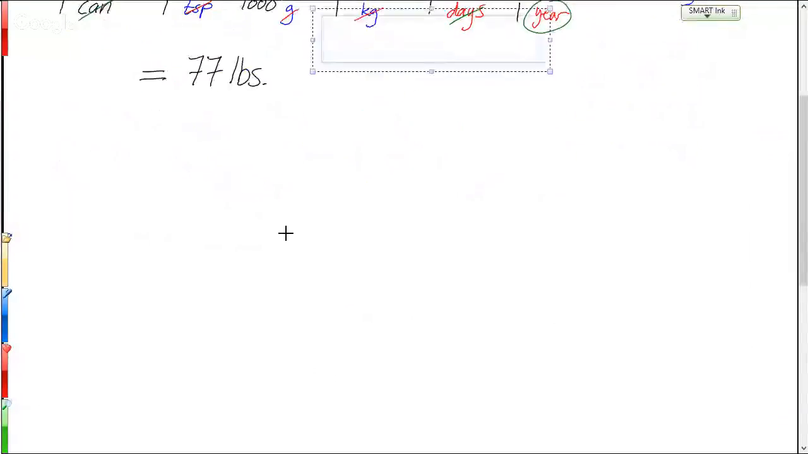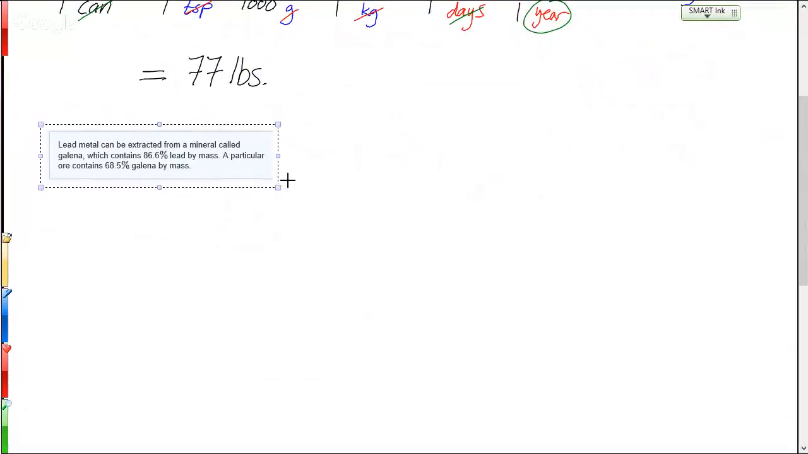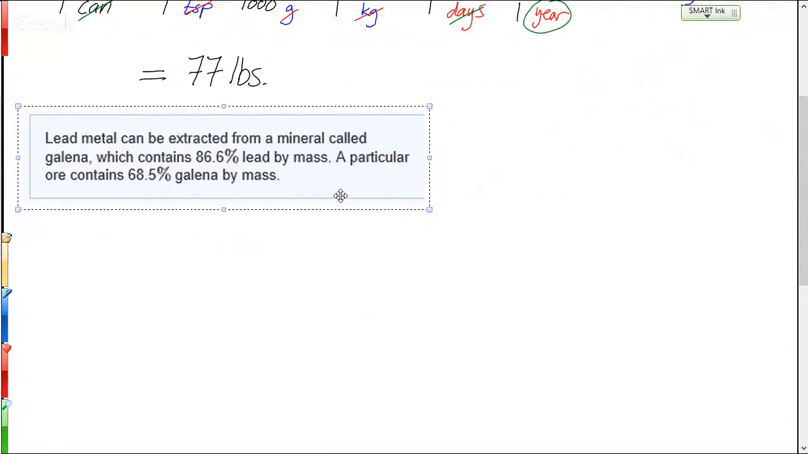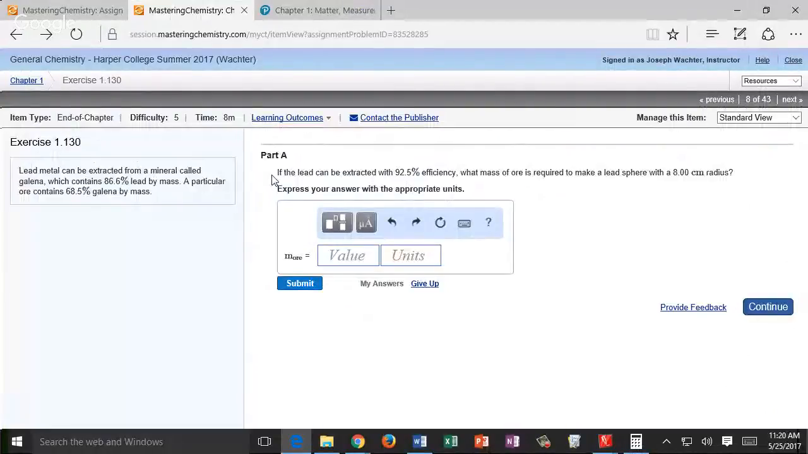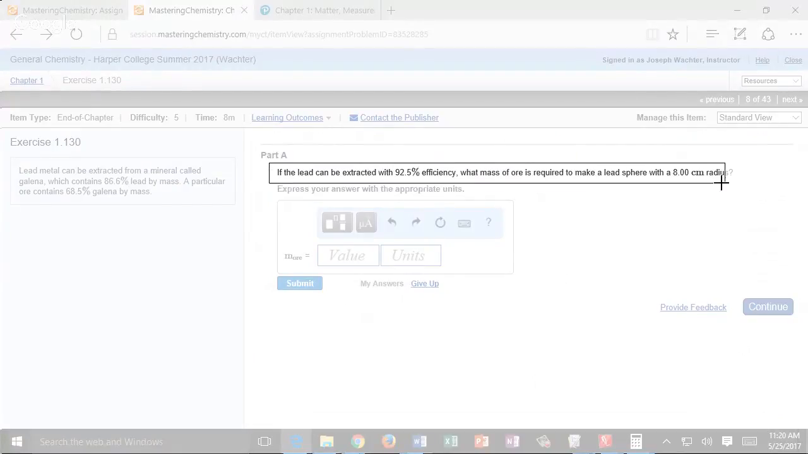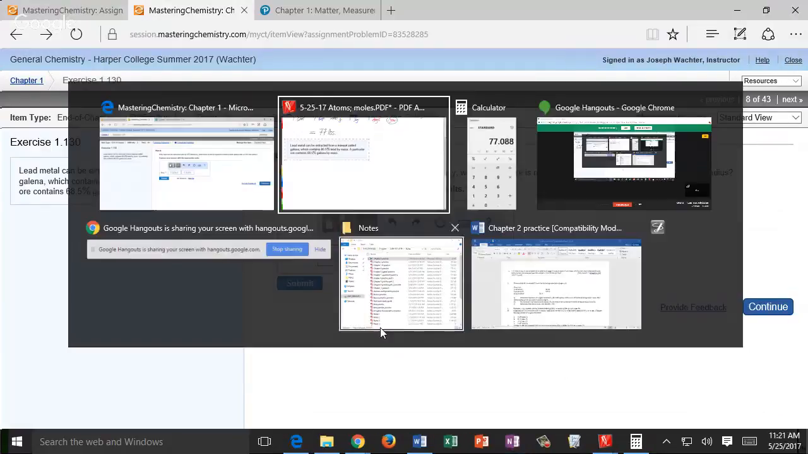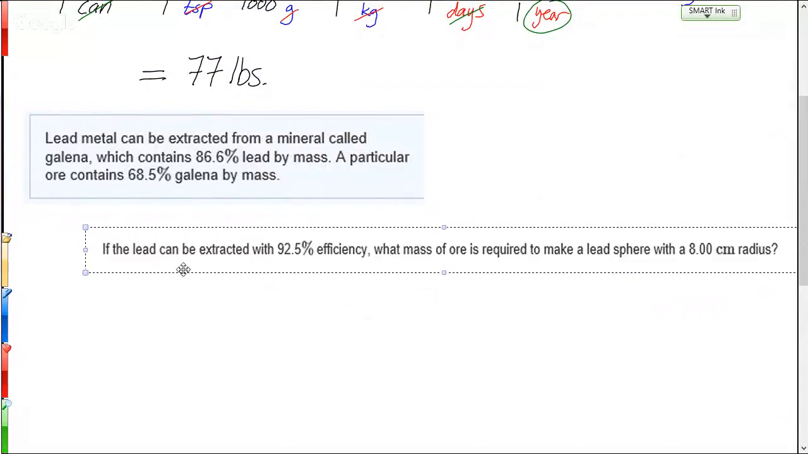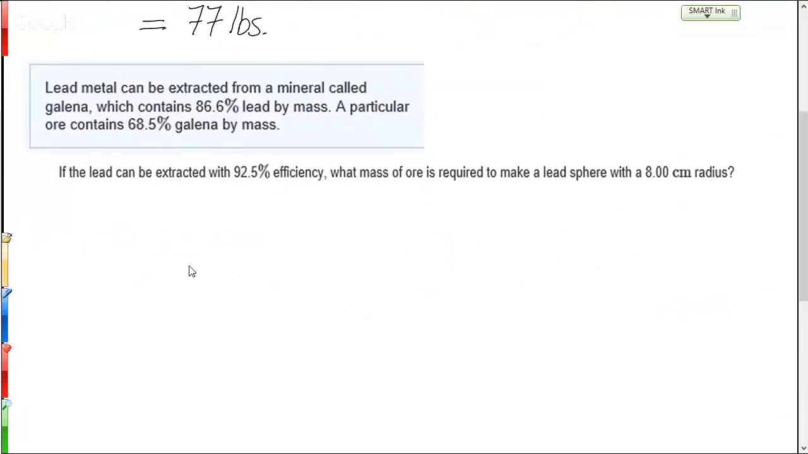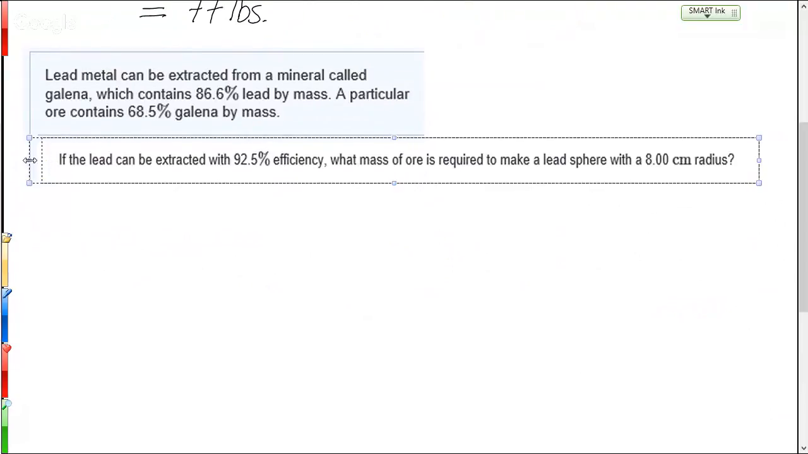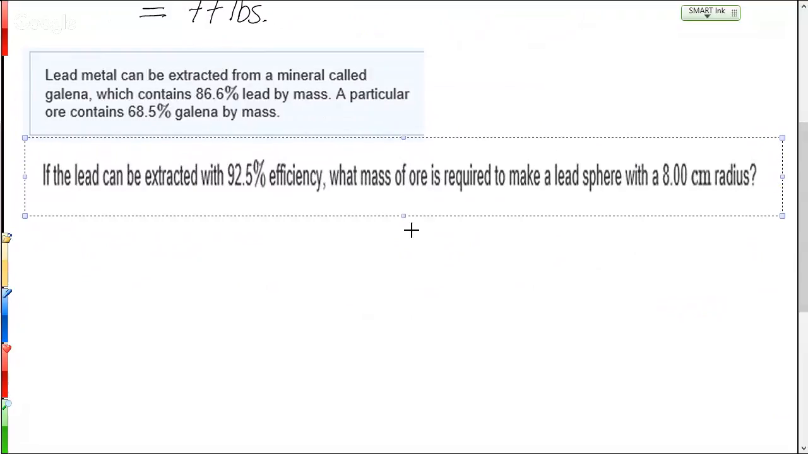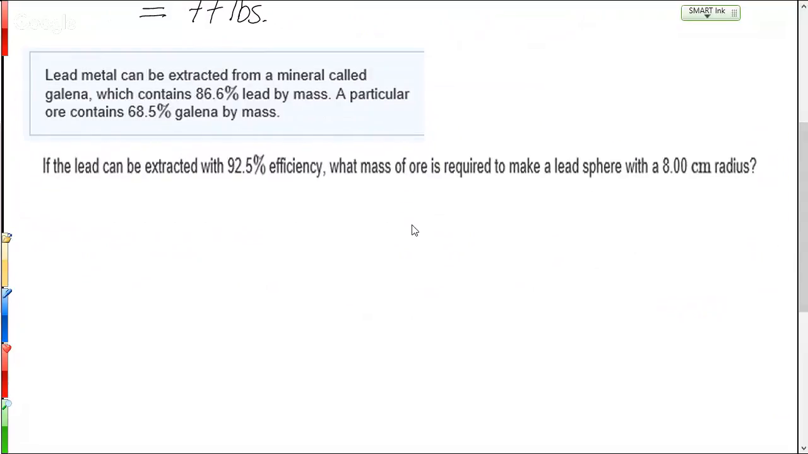So part of this question is about how do you deal with percentages in a conversion question like this? What does a percentage mean? Okay. Can you read that okay? Too small? Just gonna make it skinnier.